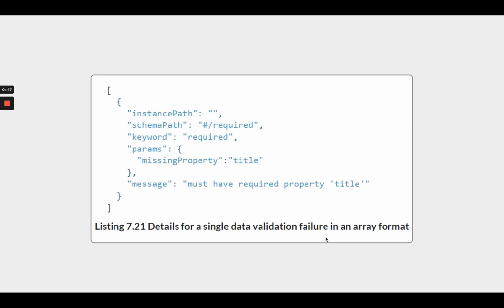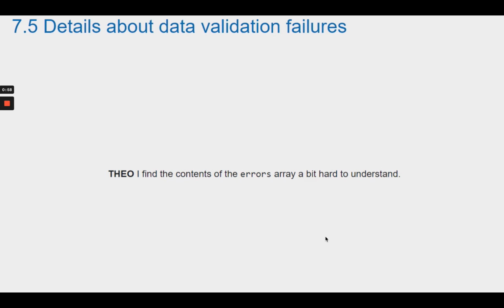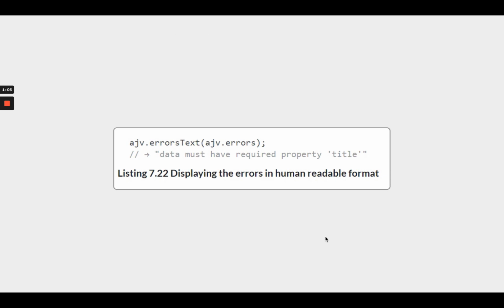You'll see. When Theo executes the code snippets from listing 7.20, he can hardly believe his eyes. He looks at the details, finding the results hard to digest. Theo. I find the contents of the errors array a bit hard to understand. Joe. Me too. Fortunately, AJV provides an errors text utility function to convert the errors array in a human-readable format. See, for instance, what is returned when you call errors text.